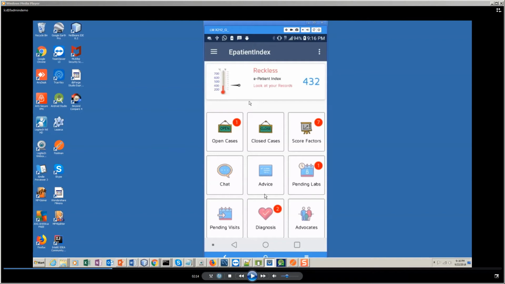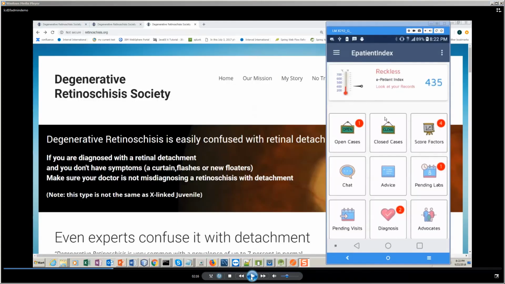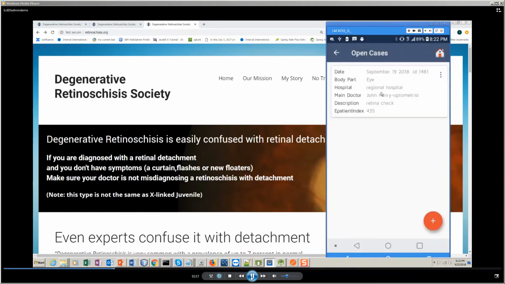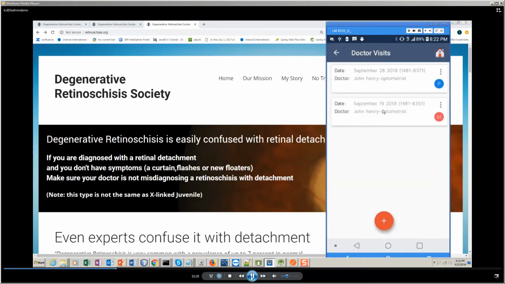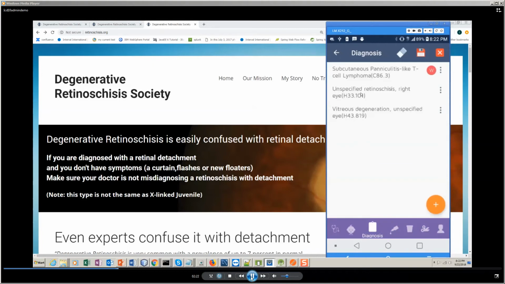Let's do a longer demo to take advantage of the opportunity to raise awareness for my nonprofit, Degenerative Retinoschisis Society, trying to save 7% of the population from a surgery in their eyes that they don't need. Let's see this example. This patient was diagnosed with the focus of my nonprofit, retinoschisis, right eye, X33.101.